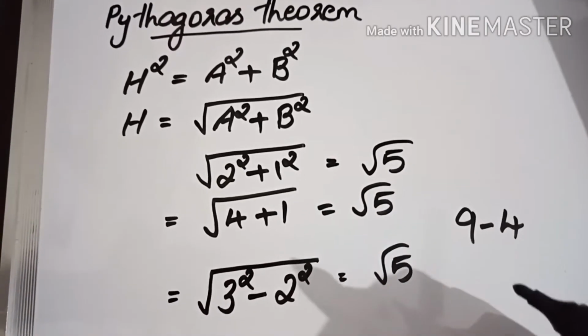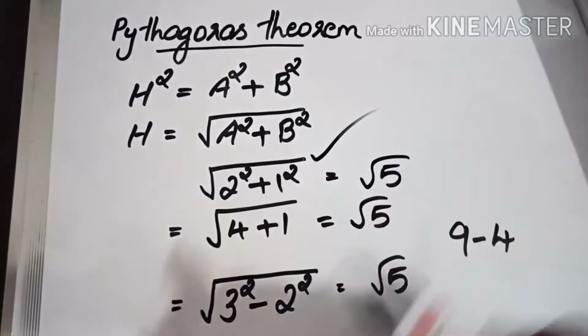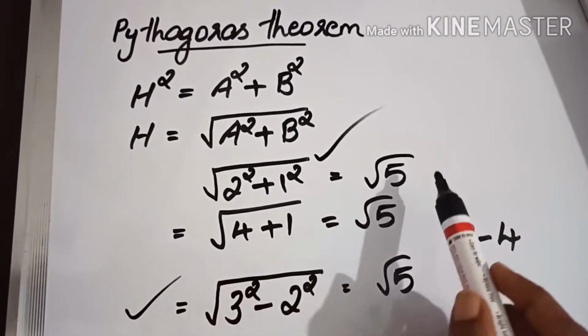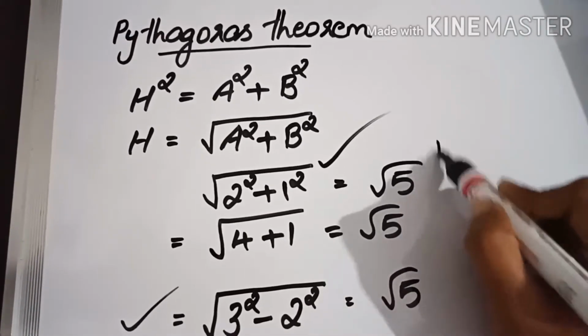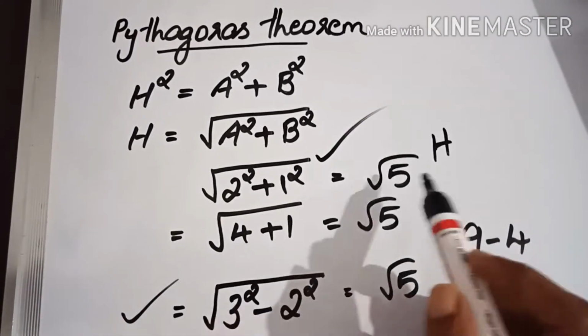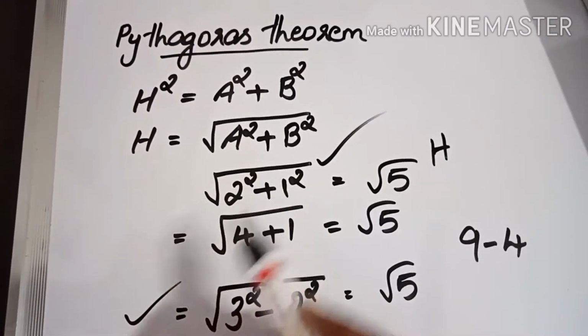Anyway, we need to draw two methods. So first let's take this one, and second let's take this one. For the first figure, we will consider root 5 as the hypotenuse. Then for base and altitude, you can apply 2 and 1.